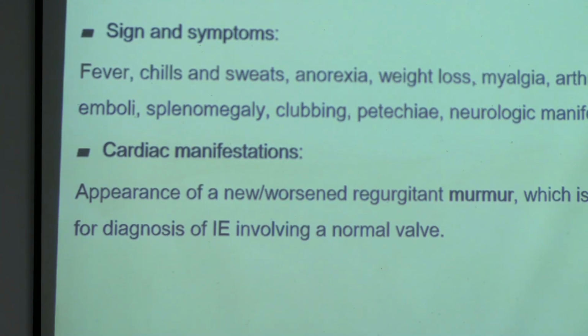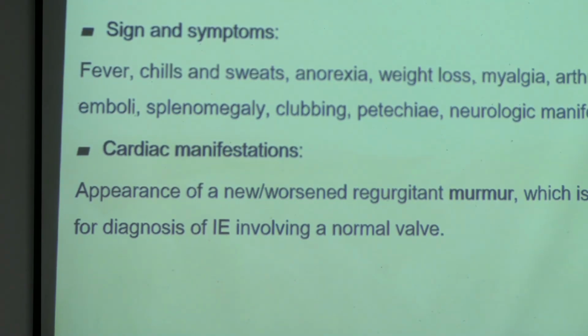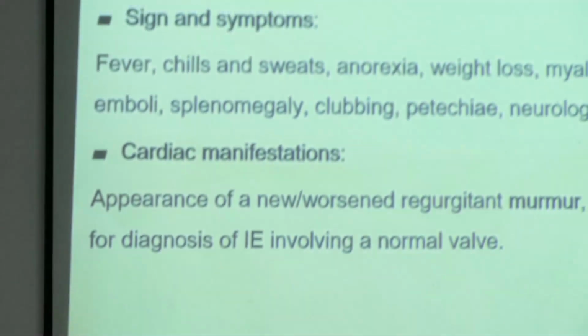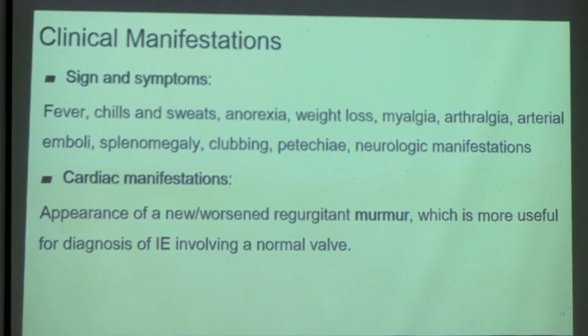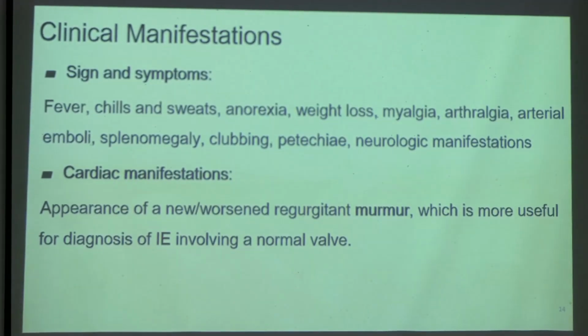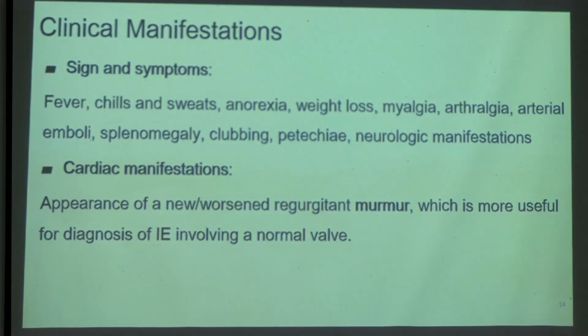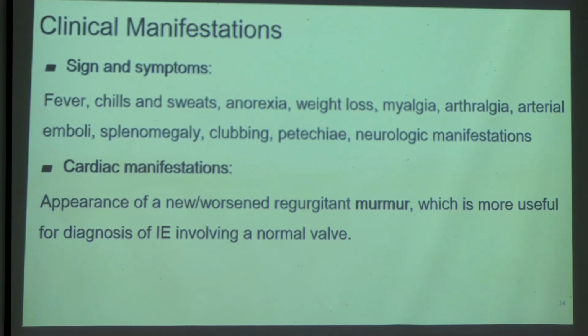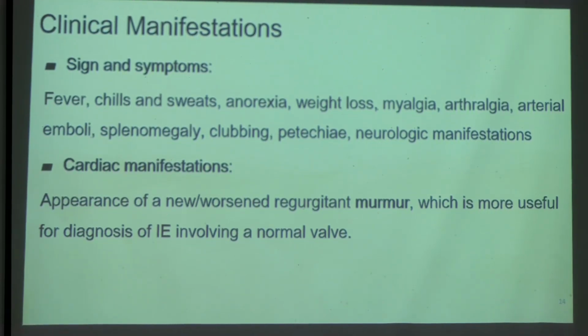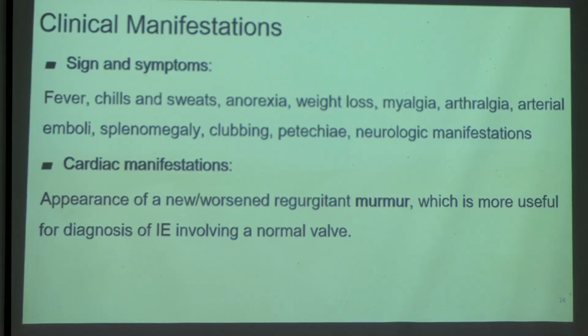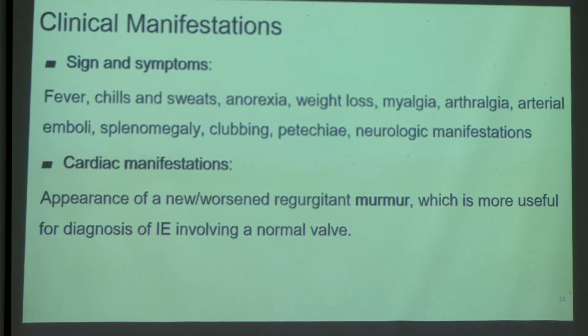So clinical manifestations: if it is acute, then it is within days or weeks, and if it is chronic or subacute, it is months. Mainly the symptoms are fevers, chills, sweats, myalgia, arthritis, which are common symptoms. But what is your definitive symptom? What is the cardiac symptom you are having? It is the murmur. So what is the murmur? The appearance of a new or worsened regurgitant murmur. So it is always diagnostic of infective endocarditis.